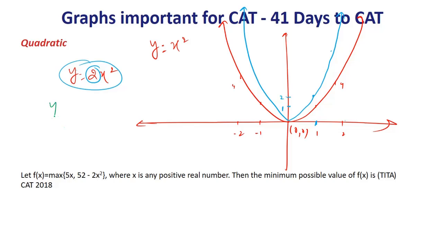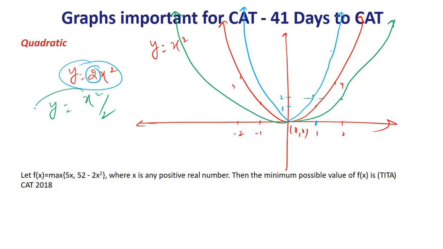Let's take any other example. Let's say you take y is equal to x square by 2. What happens? Very clearly, now at x is equal to 2, the value of y will be equal to 2. So now the graph becomes flatter. It retains its nature, but the graph becomes flatter when you divide and steeper when you multiply. I hope the nature of graph is also clear to you.